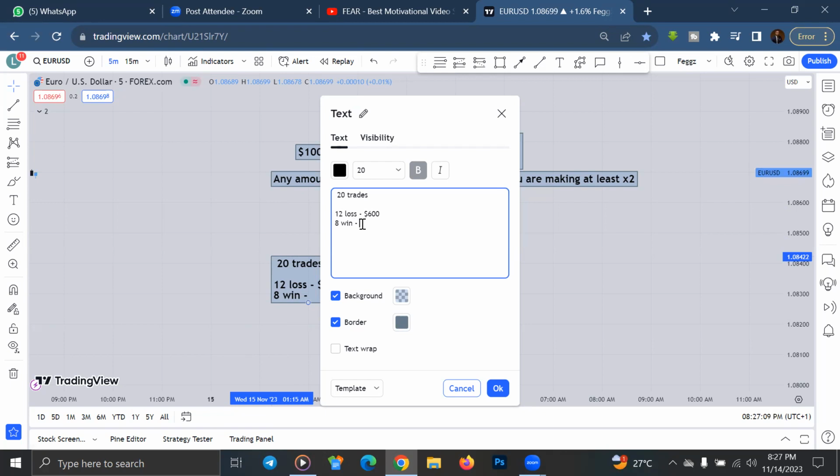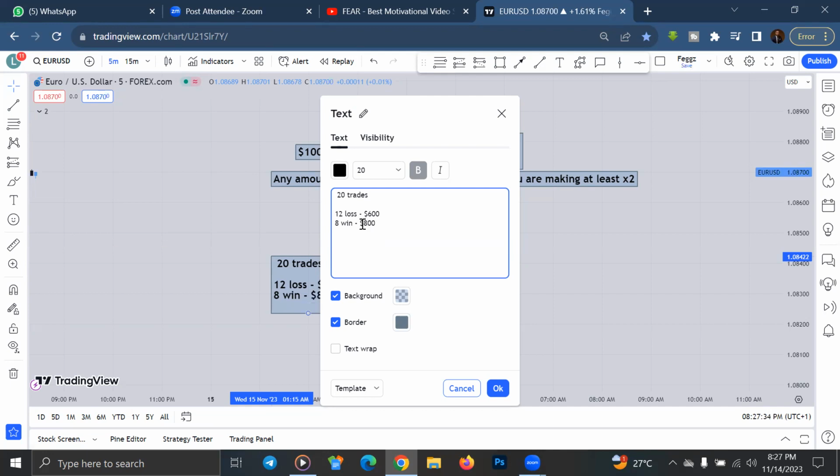Now remember, for every win it is $100, because we are risking times 2. Anything we win, we win times 2 of our risk. So for these 8 trades, it is $100 that I'm going to win. So $100 times 8 is 800.